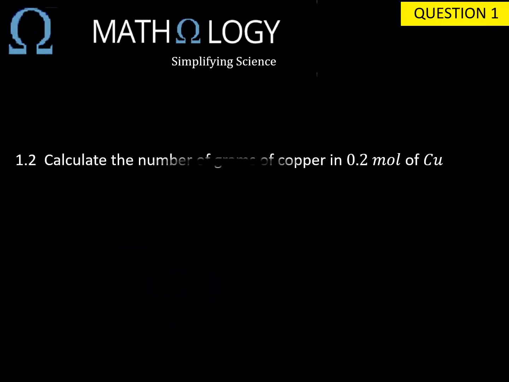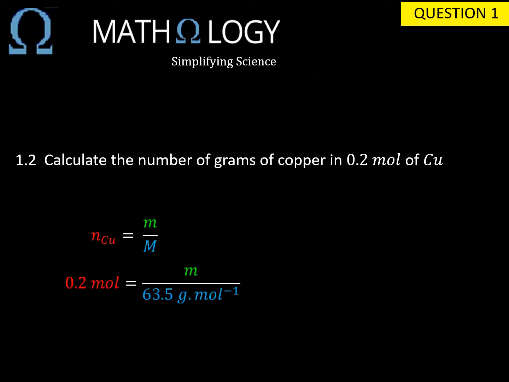Calculate the number of grams of copper in 0.2 moles of copper. The molar mass of copper is 63.5 grams per mole. Therefore, 12.7 grams of copper contain 0.2 moles of the substance.